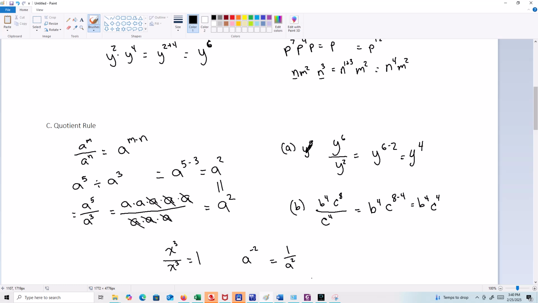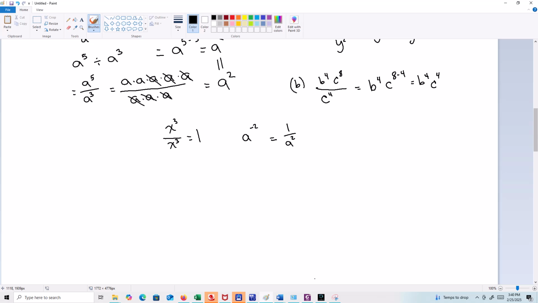All right, so we just have one quick example more to do, and we are done. c squared divided by c to the 7th equals c to the 2 minus 7, which equals c to the negative 5th. And then you'd rewrite that as 1 over c to the 5th.